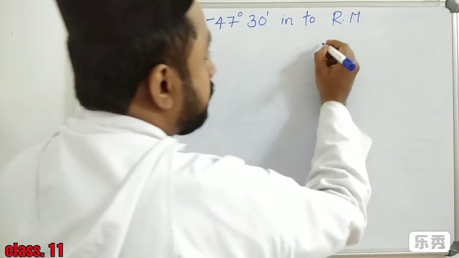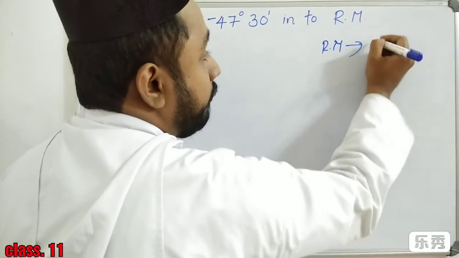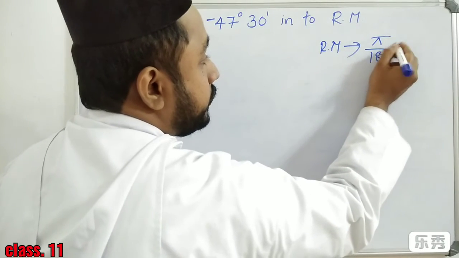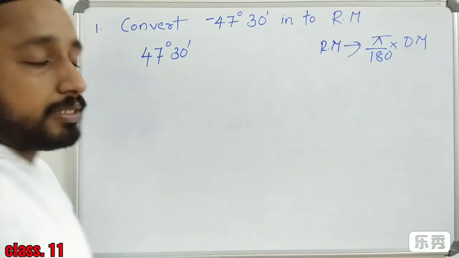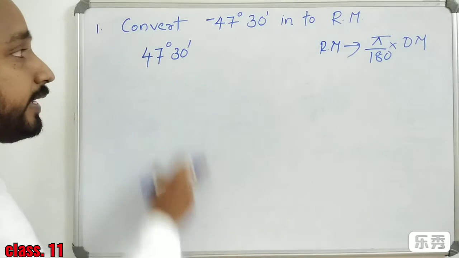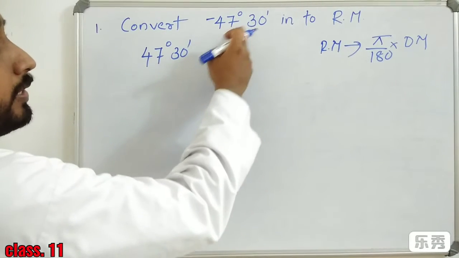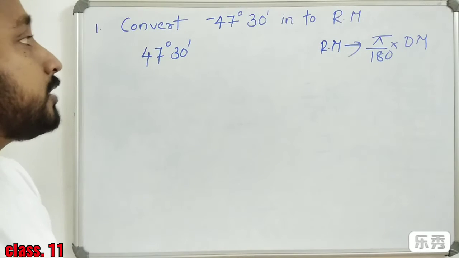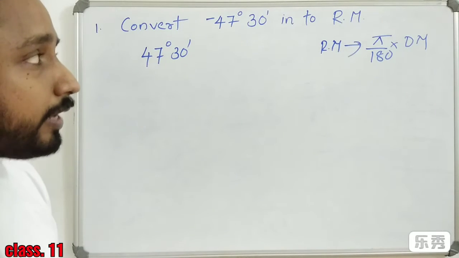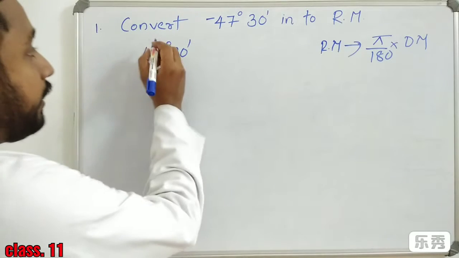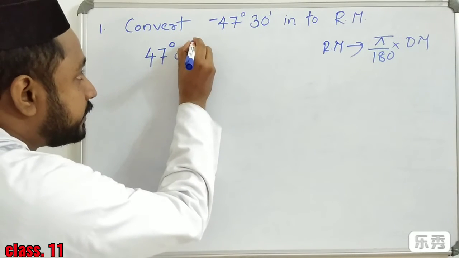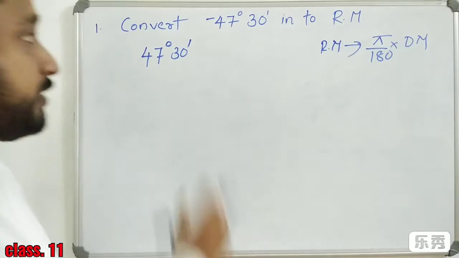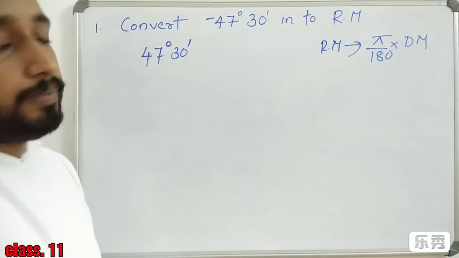We have the formula. How can we change into radian measure? Radian measure is pi by 180 into degree measure. So here, we took only 47 degree 30 minutes from minus 47 degree 30 minutes, and we have to change this into radian measure. But here one is degree, the other is minutes. Both are in different units. We have to change this minutes into degree.